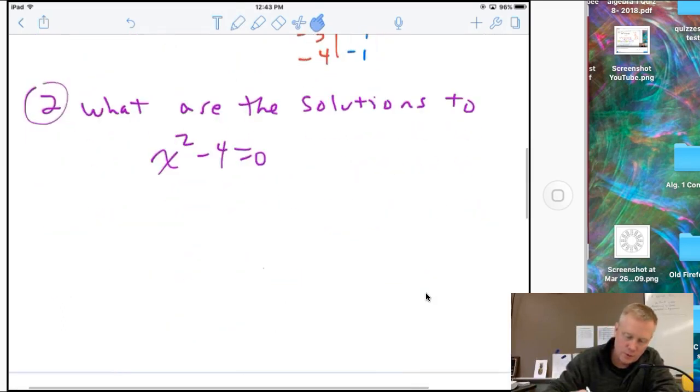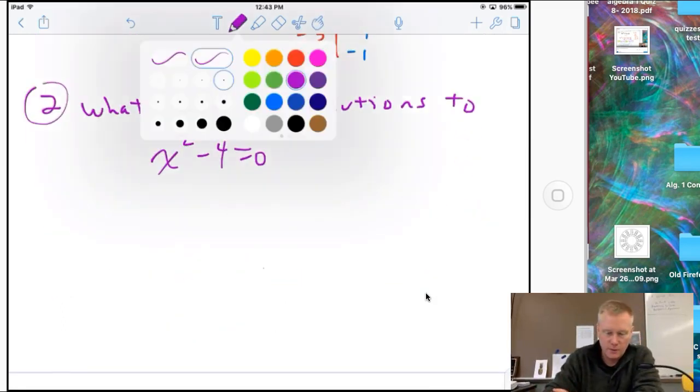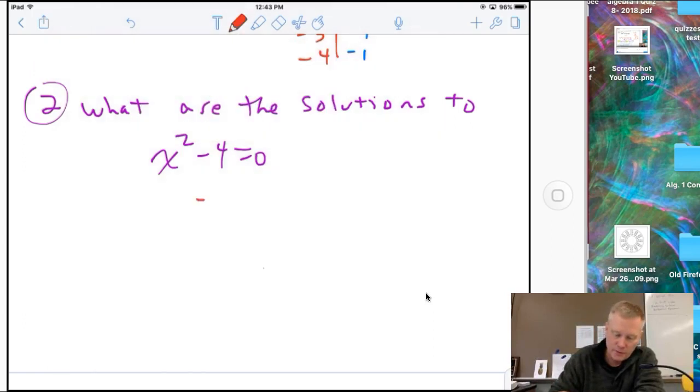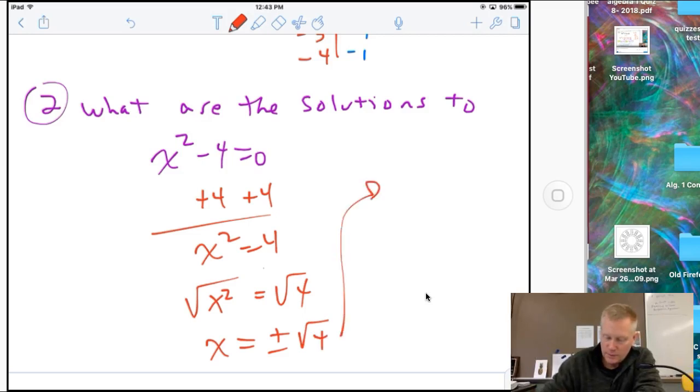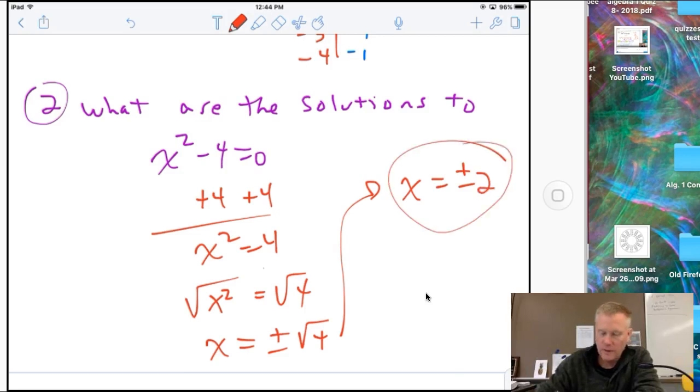Alright, so I'm going to just solve this with the square roots. I want to get the x squared alone first, so the first thing I'm going to do is add 4 to both sides. And I get x squared equals 4. Next thing we do is take the square root of both sides. And the square root of x squared is x. This is going to have two answers, square root of 4. Run out of space here, so I get x equals plus or minus 2. And that is the answer.